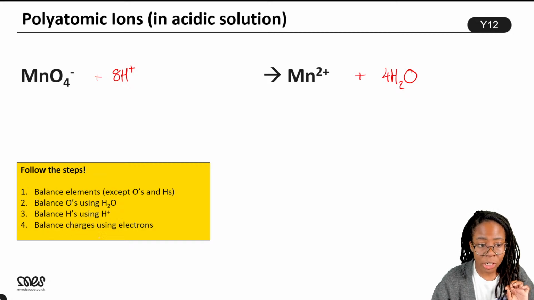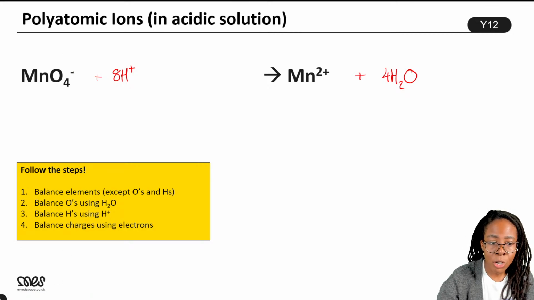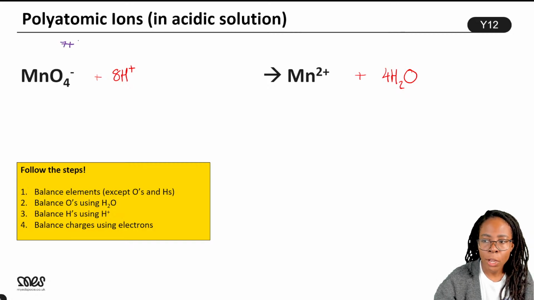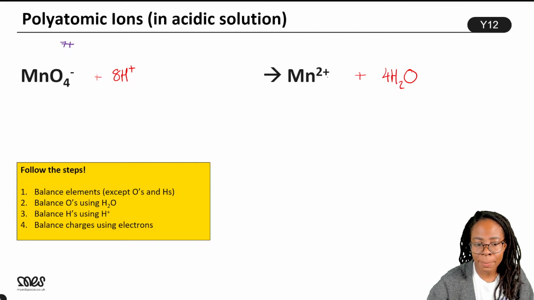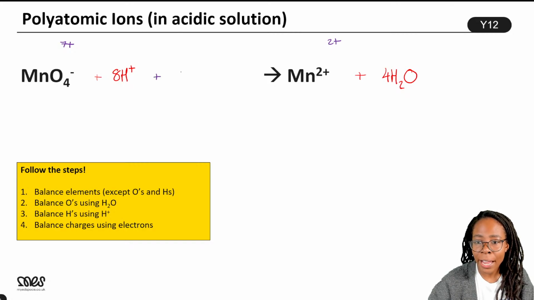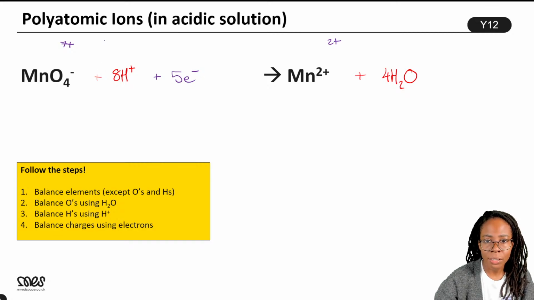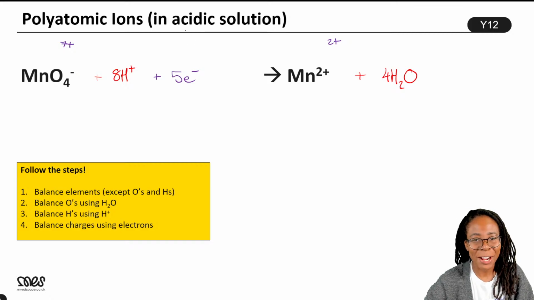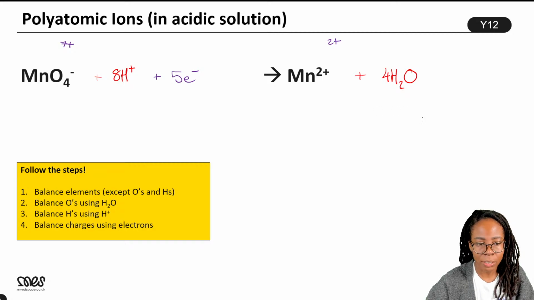Now we need to balance the charges using electrons. So I would look at the total charge on the left-hand side, which is -1 from the manganate, and then 8 plus from the hydrogen. So that gives us 7 plus, or +7. On the right-hand side, we've got 2 plus from the Mn2 plus, and the water is neutral. So in order to balance those charges, Chinwendu, you're absolutely right, we will need 5 electrons on the left-hand side, because we need to subtract 5 from 7 to get down to 2. Okay, and now we're done.